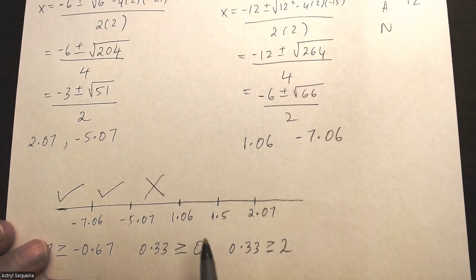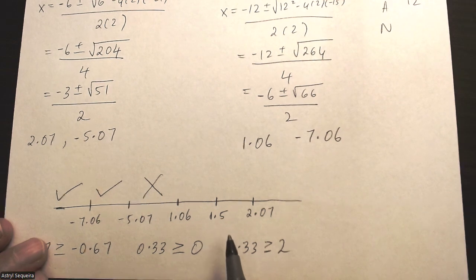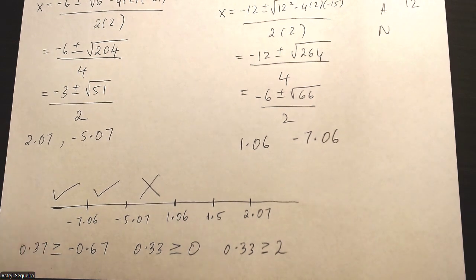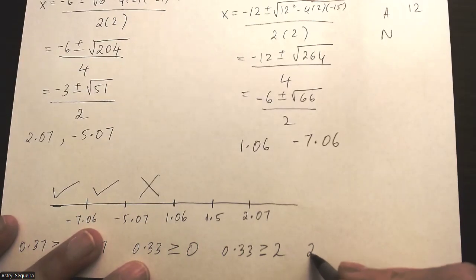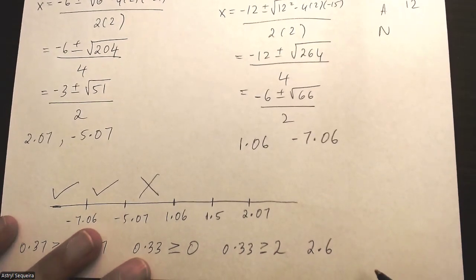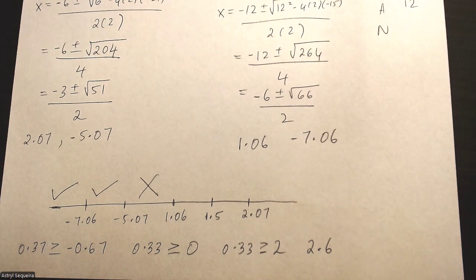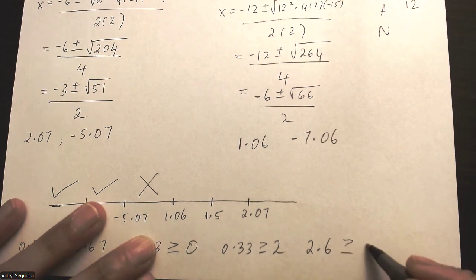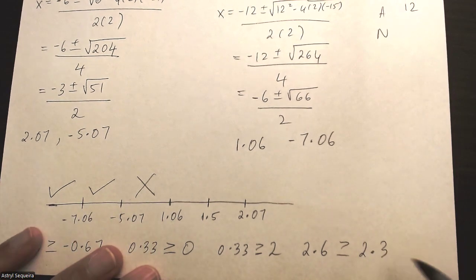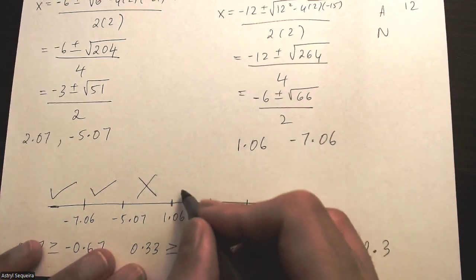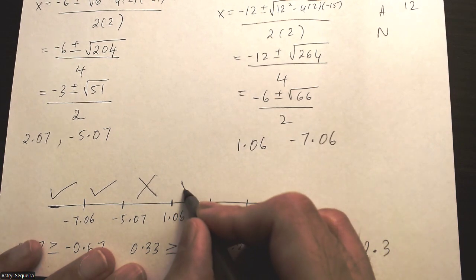Then I'll pick a value between these two over here. I'll pick 1.1. If I sub in 1.1 into the first equation, I get positive 2.626. If I sub in 1.1 into the second equation, I get 2.3. That's true over there. So this range over here is basically good.